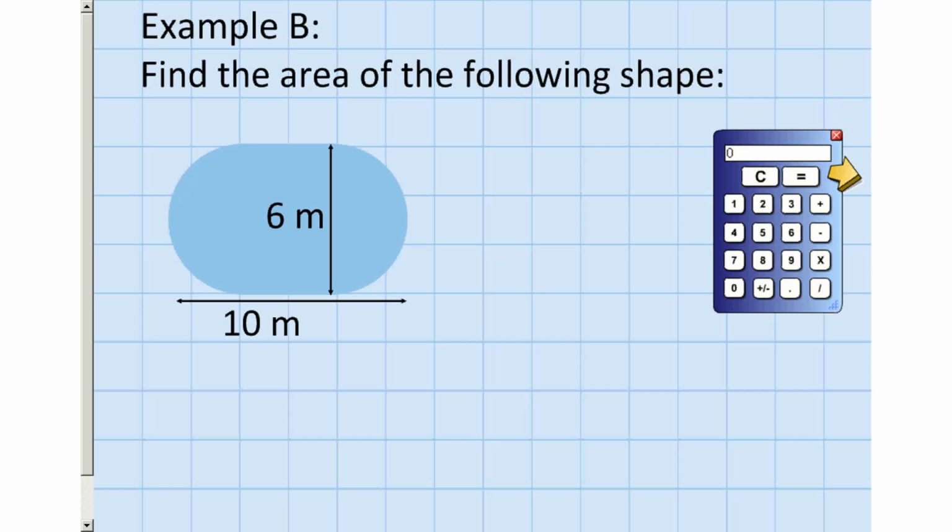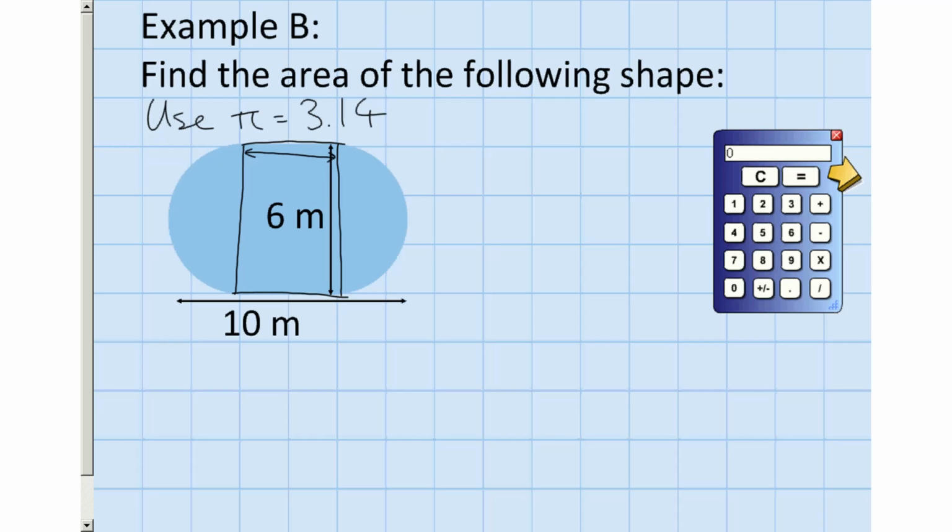One more, we're going to look at a compound shape again. And again, not mentioned it here, but we're going to use pi equal to 3.14. For this one, you can hopefully see that if I draw a line down there, we actually end up with a rectangle and 2 semicircles. So we need to find the area of the rectangle and the 2 semicircles. Now I'll do the rectangle first. I know the width is 6 meters.